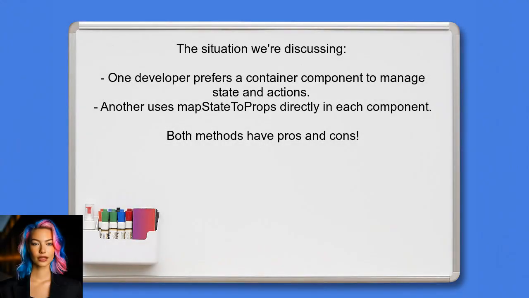Here's the situation we're discussing. One developer prefers using a container component to manage state and actions, while another opts for using map state to props directly in each component. Both methods have their pros and cons, but what is the best practice?